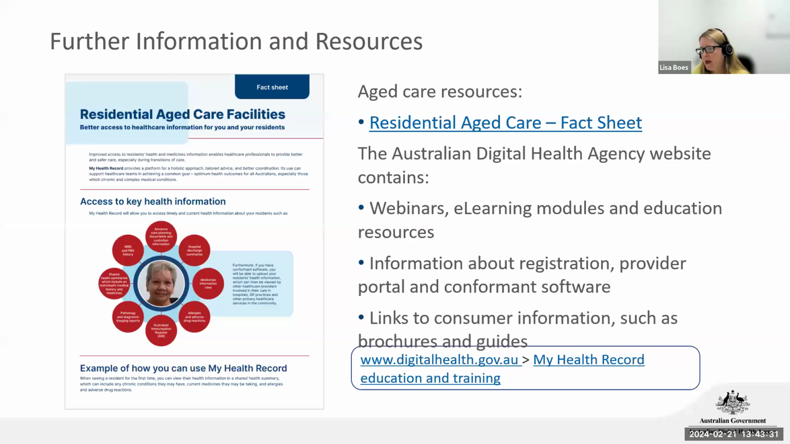And finally, we just have a couple of slides that will show you some further information and resources. There is a lot of information and resources available on the websites at the moment. The aged care resources, residential aged care fact sheet, there are webinars, e-learning modules, education resources, information about how to register, how to access the provider portal, conformance software, and lots of links to consumer information such as brochures and guides.